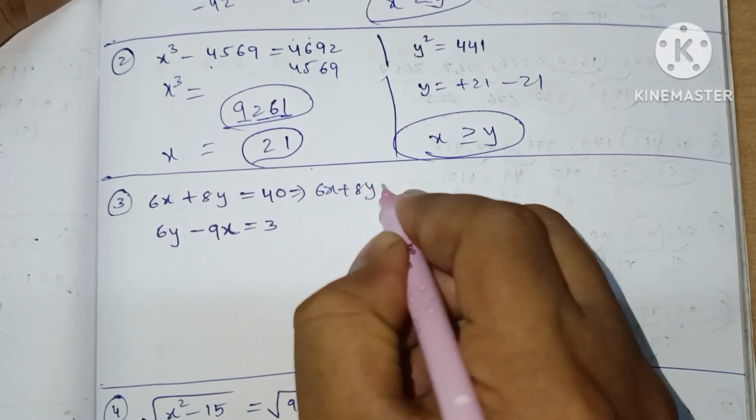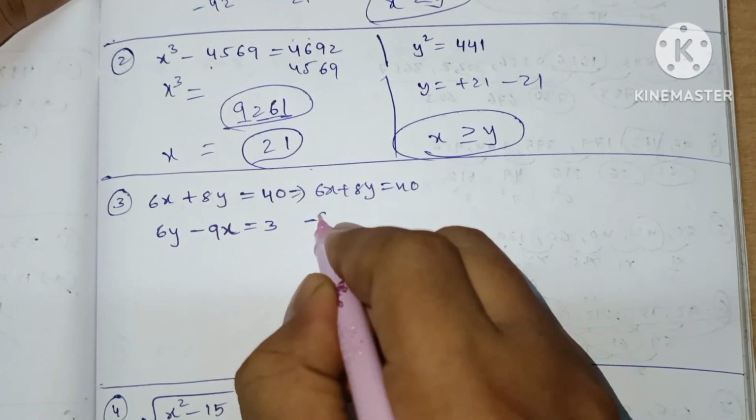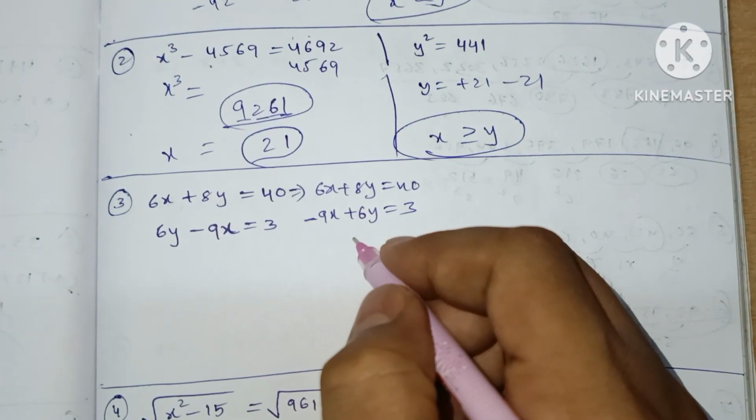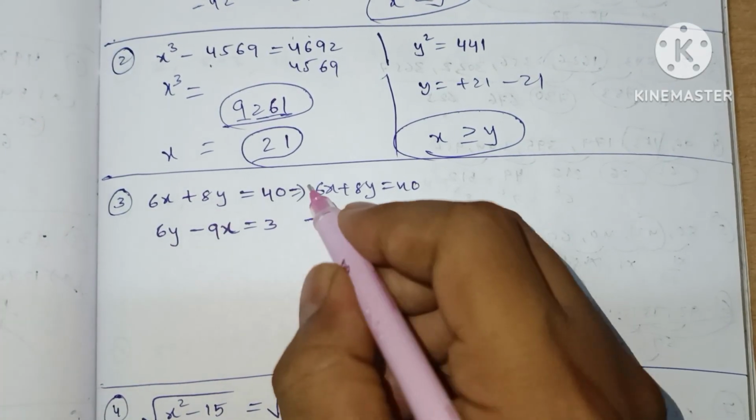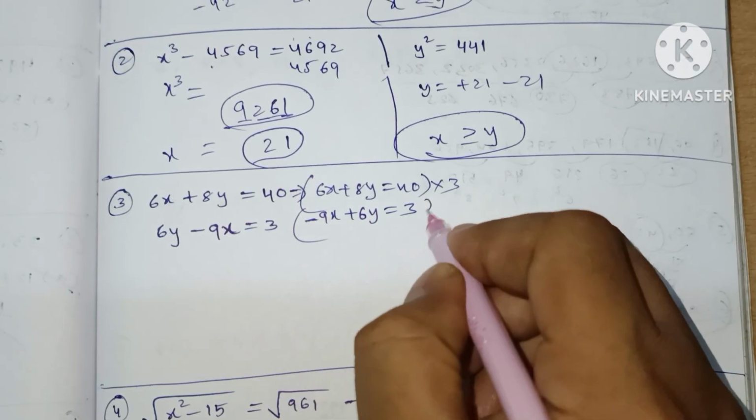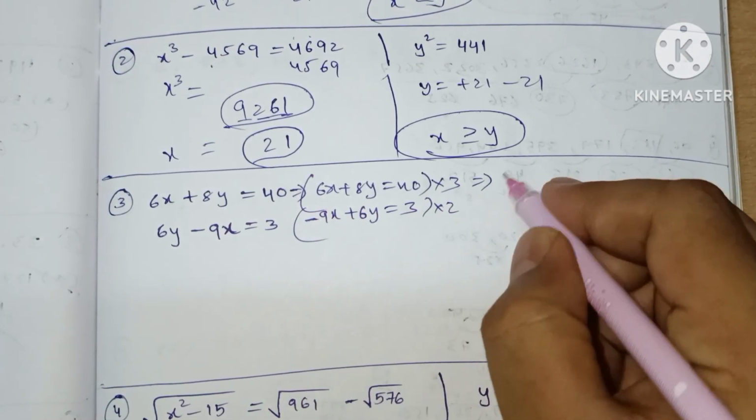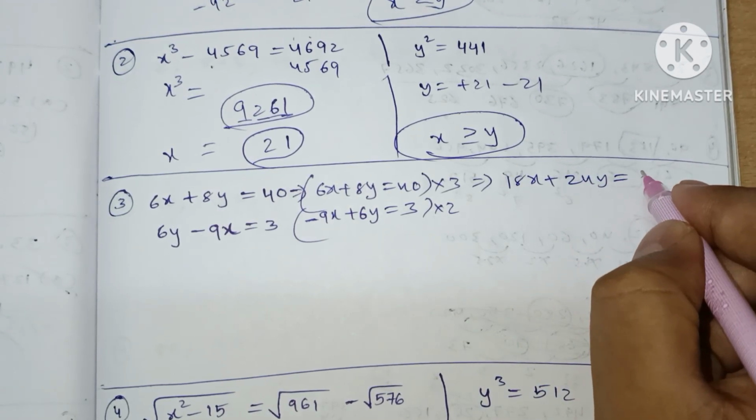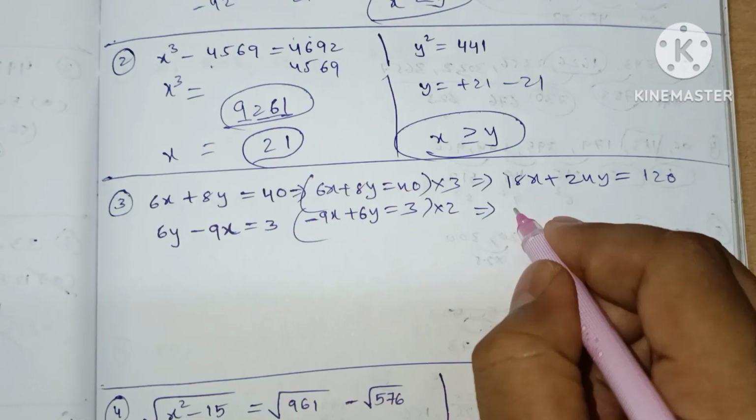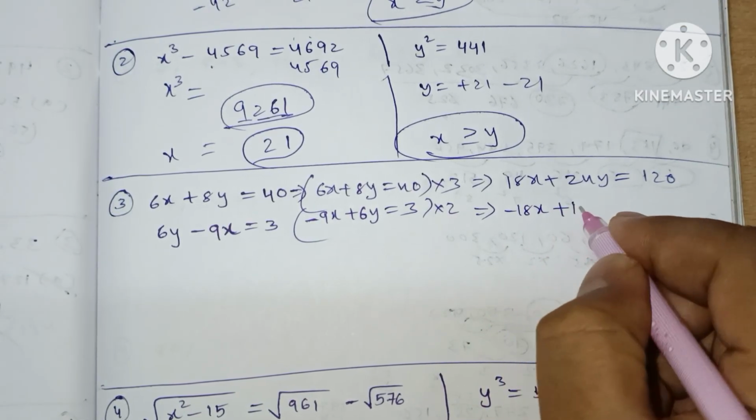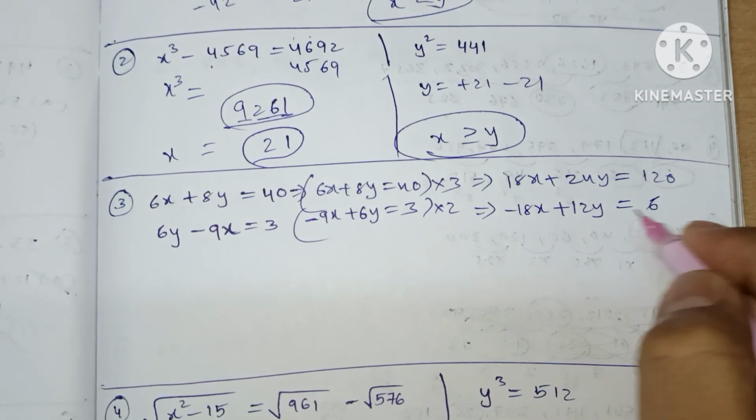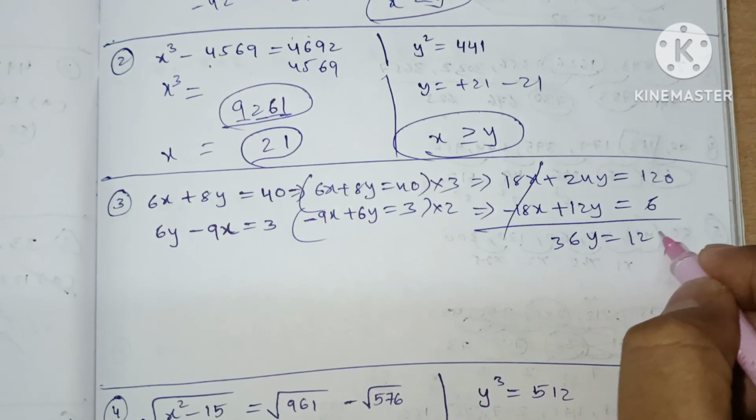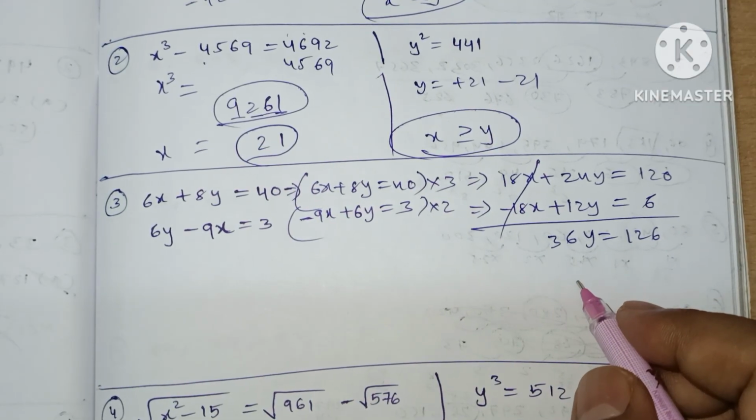6x plus 8y equals to 40 minus 9x plus 6y equals to 3. So first we are going to do multiplying this with 3 and this with 2. We get 6 3 times 18x plus 8 3 times 24y plus equals to 120. Here minus 18x plus 12y equals to 3 2 times 6. These are cancelled. This will be 36y equals to 126. Okay.